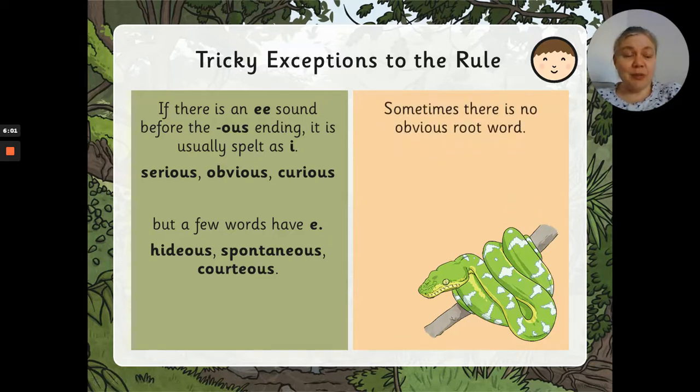And sometimes in some of the words there is no obvious root word. If I take OUS off, the word is not going to stand on its own. So some of the examples of these are the words like tremendous, enormous or jealous.